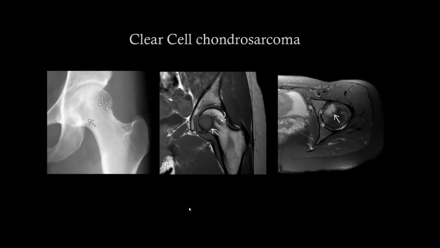Here is clear cell chondrosarcoma. You can see this epiphyseal lesion, low signal in T1, heterogeneous signal in fluid sensitive sequences because of the chondroid mineralization, and you can see there is no invasion of surrounding structures. You cannot say this is chondroblastoma or clear cell chondrosarcoma unless you know the age of the patient.